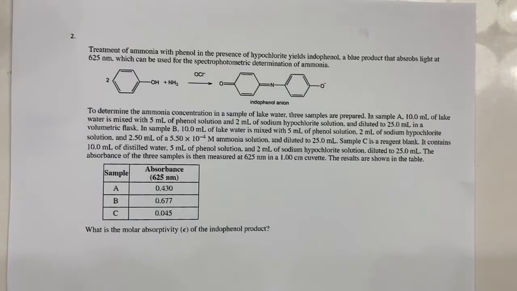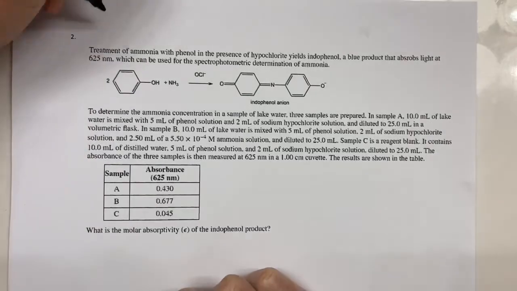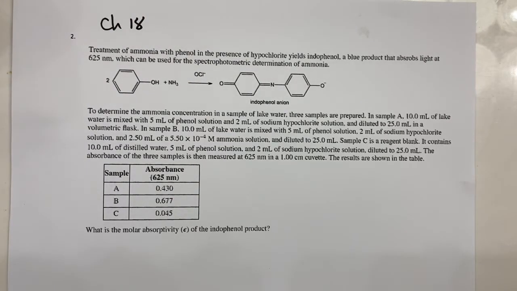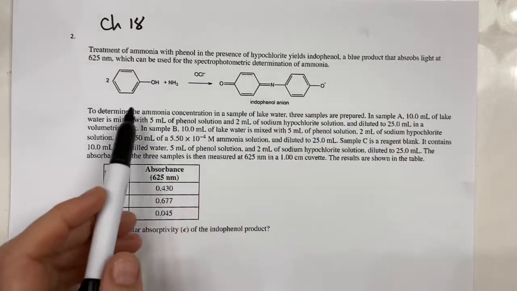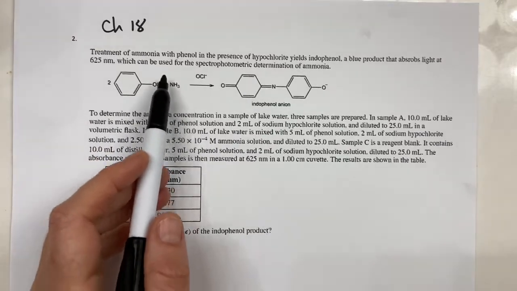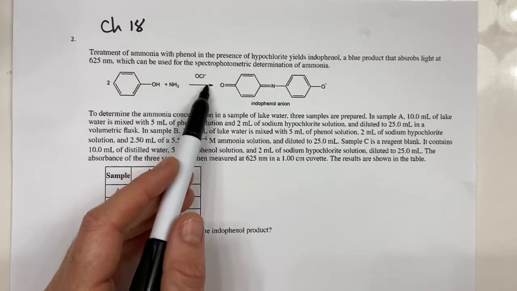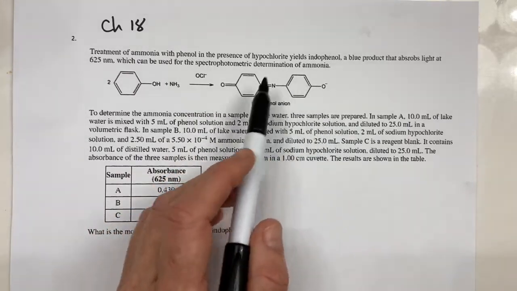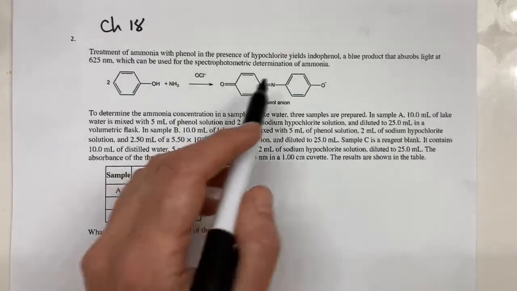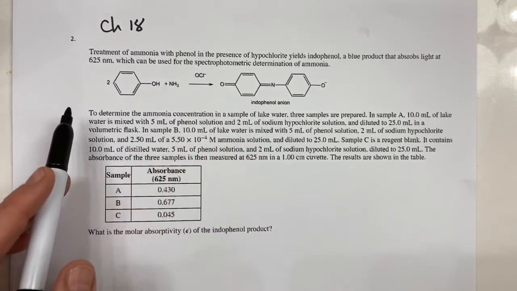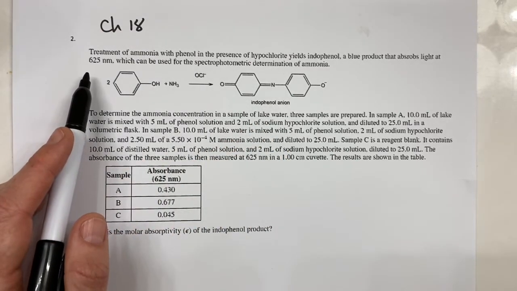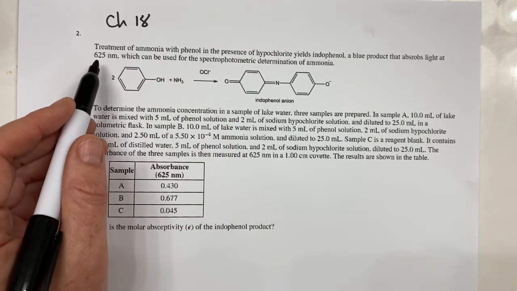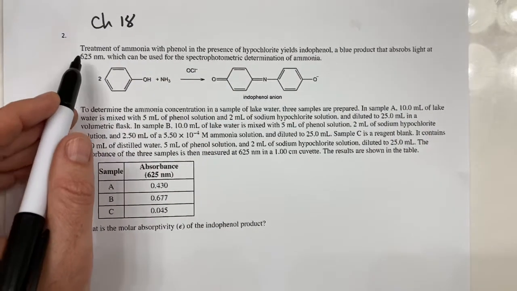All right, so this is question number 2 of the worksheet of chapter 18. Essentially, you've got this reaction where you've got 2 phenols and you react it with some ammonia in the presence of bleach, and you get endophenyl anion, and this is what you're eventually interested in finding. It tells us that this endophenyl anion absorbs light at 625 nanometers, so this is a wavelength max that we'll be looking at.